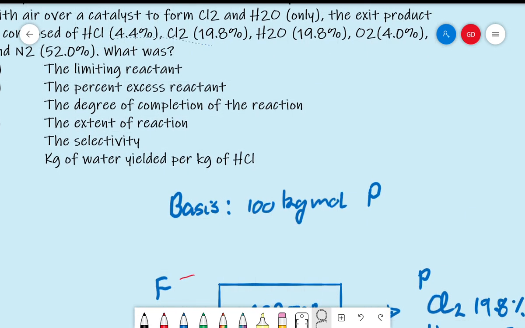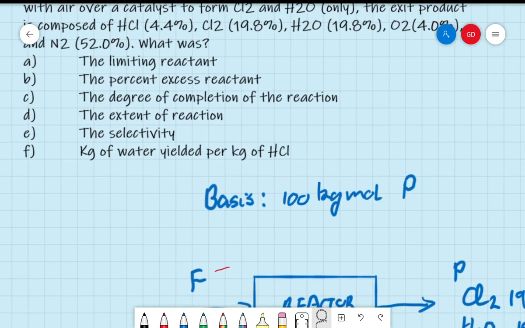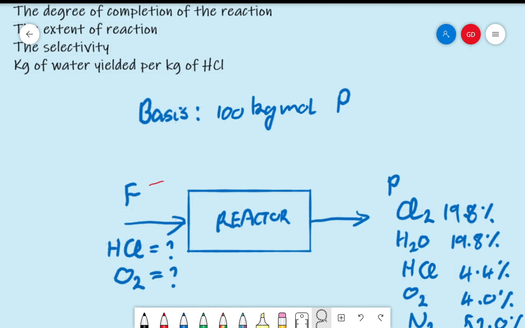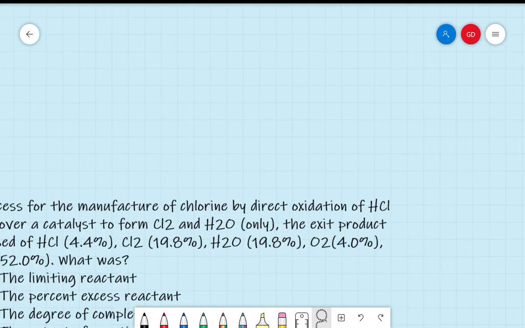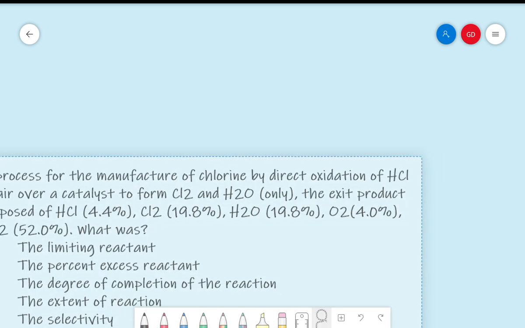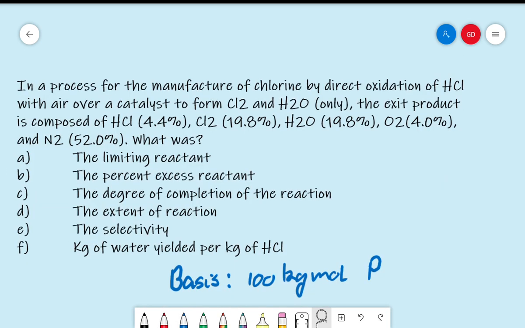We just add up these values that were given, and we assume 100 kilogram moles because it's a gaseous product. All these are gases at room temperature. So now HCl in the feed, they say HCl reacts with oxygen. There's an oxidation taking place there. You can see oxidation there, so oxidation is taking place.